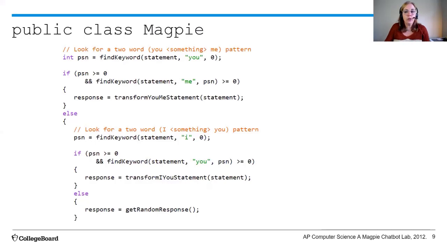We have a new variable here called psn, an integer, and it's going to call a method to find a keyword based on the statement that is entered, and it's looking for the word you at the 0 position. So remember when JJ started with let's talk and Bo says you know me. Well, since you was in the 0 position of the statement, that triggered our if statement. And the if statement then did something with the word me. Remember the response? What makes you think that I know you? And that actually calls a method called transform you and me.